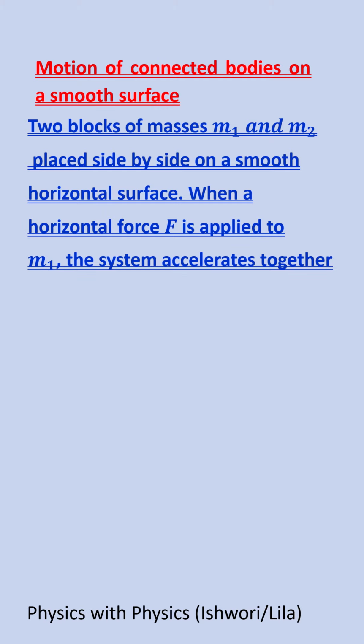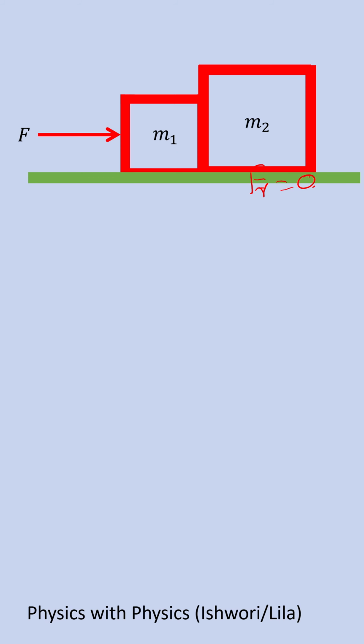Okay, two blocks of masses M1 and M2 are placed side by side on a smooth horizontal surface. We will be taking the frictional force equal to 0. When a horizontal force F is applied to M1, the system M1 plus M2 accelerates and moves together.